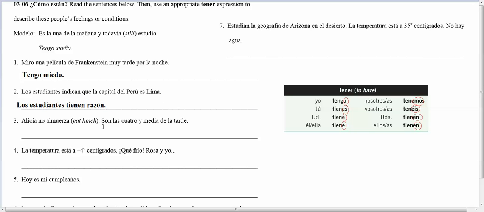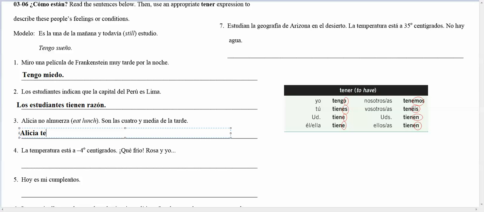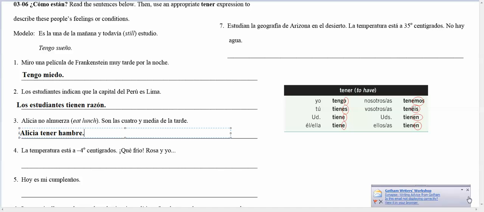Alicia no almuerza, son las 4:30 de la tarde, so she didn't eat lunch, and it's 4:30 in the afternoon, she's probably hungry, so I'm going to say Alicia tener hambre. Alicia is the same thing as ella, so if it's ella, tener is going to become tiene hambre.